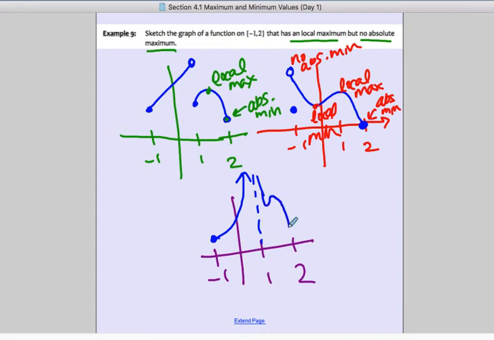Ooh, I kind of squeezed it in the room. There we go. Maybe I did something like that. These are going to continue to go up. However, right here would be a local max. It looks like here, if I had drawn that a little more straight, these could both be absolute mins if they're exactly the same. But the biggest thing is it has no absolute max, and it does have a local max.